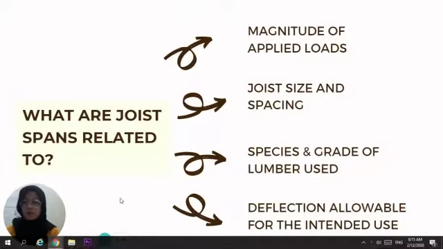So joist spans, what are they related to? What factors affect the spans? They have 4 factors that can affect the joist spans. First is the magnitude of loads that are applied onto the joist. The second one is the joist size and spacing, so whether or not they are spaced closely or far apart from each other affects the joist spans. Third is the species and grade of lumber used, and fourth is the deflection allowable for the intended use.